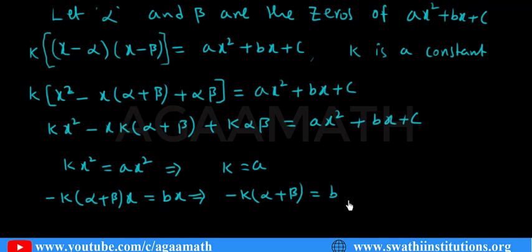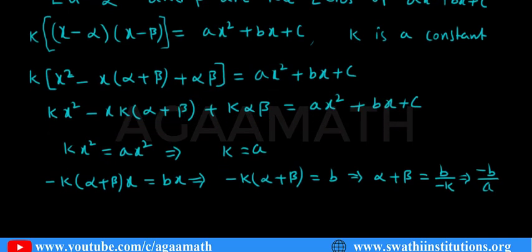right? And more, if you go on simplifying this, you get alpha plus beta is equals to b by minus k, right? So this can be written as minus b by k, which is nothing but minus b by a. So what you got here is alpha plus beta equals to minus b by a.